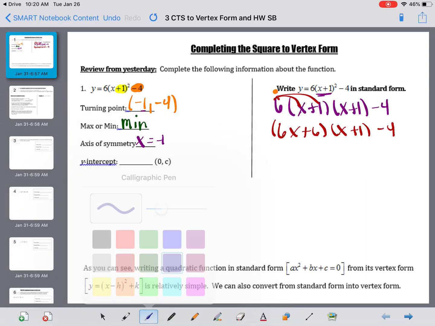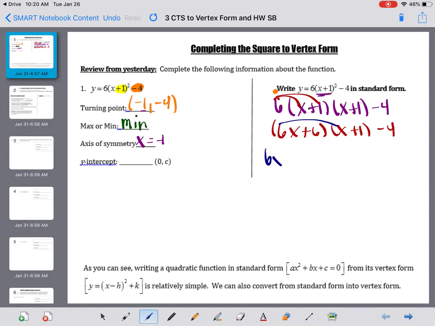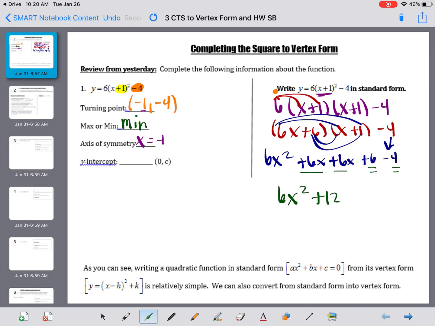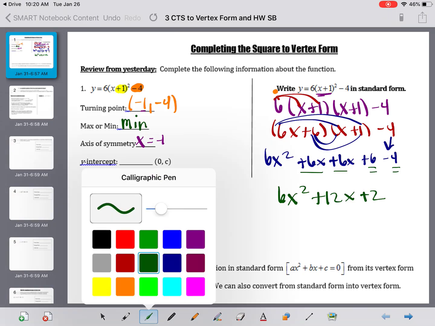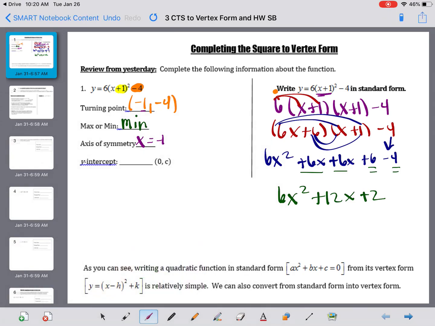Then we're going to FOIL. So when I FOIL here, I get 6x squared plus 6x plus 6x plus 6. And then don't forget to bring down that -4. Then we're going to combine our like terms. So we get 6x squared plus 12x plus 2. And that is the same exact quadratic, just in standard form. And from standard form, we can get our y-intercept. Our y-intercept is just c, so our y-intercept is 0, 2. Or you could have just plugged 0 in for x.